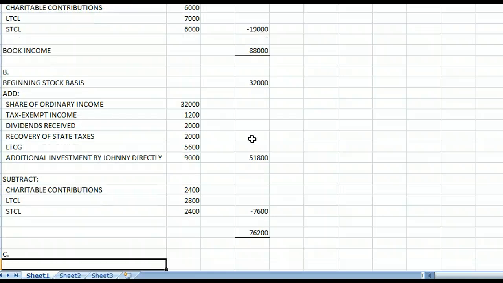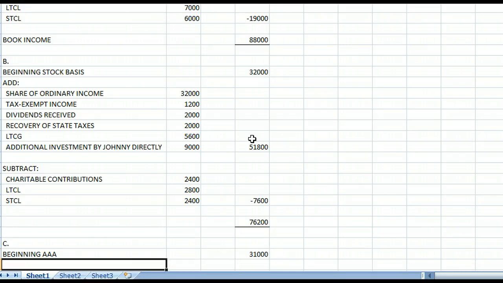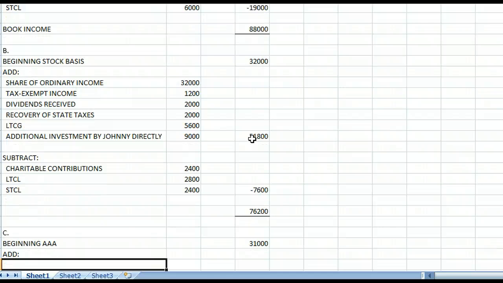So I especially like this because this is the first time we've really had the opportunity to work with a AAA account. So it's giving you some exposure to the accumulated adjustments account. So we're going to look at our beginning AAA. That's given to you in the problem. It is, let's see, the second line from the bottom, and it tells me, let's go ahead and put it over here. It's at 31,000. So now we're going to be looking for those items that increase. So let's go ahead and do some adds again. What are things that increase that accumulated adjustments account?